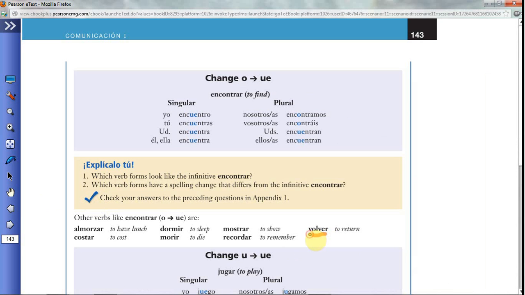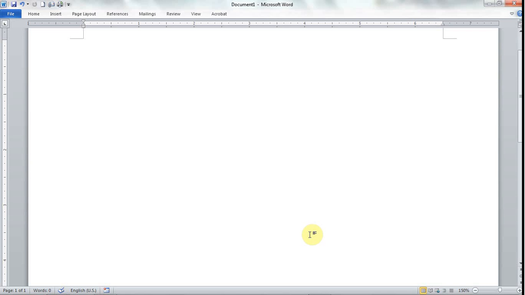So most of the times, if there's another verb that looks very similar to this, it'll also experience the same change. Volver, that's to return, as in I went back home, I returned home. Volví a mi casa, o vuelvo a mi casa.